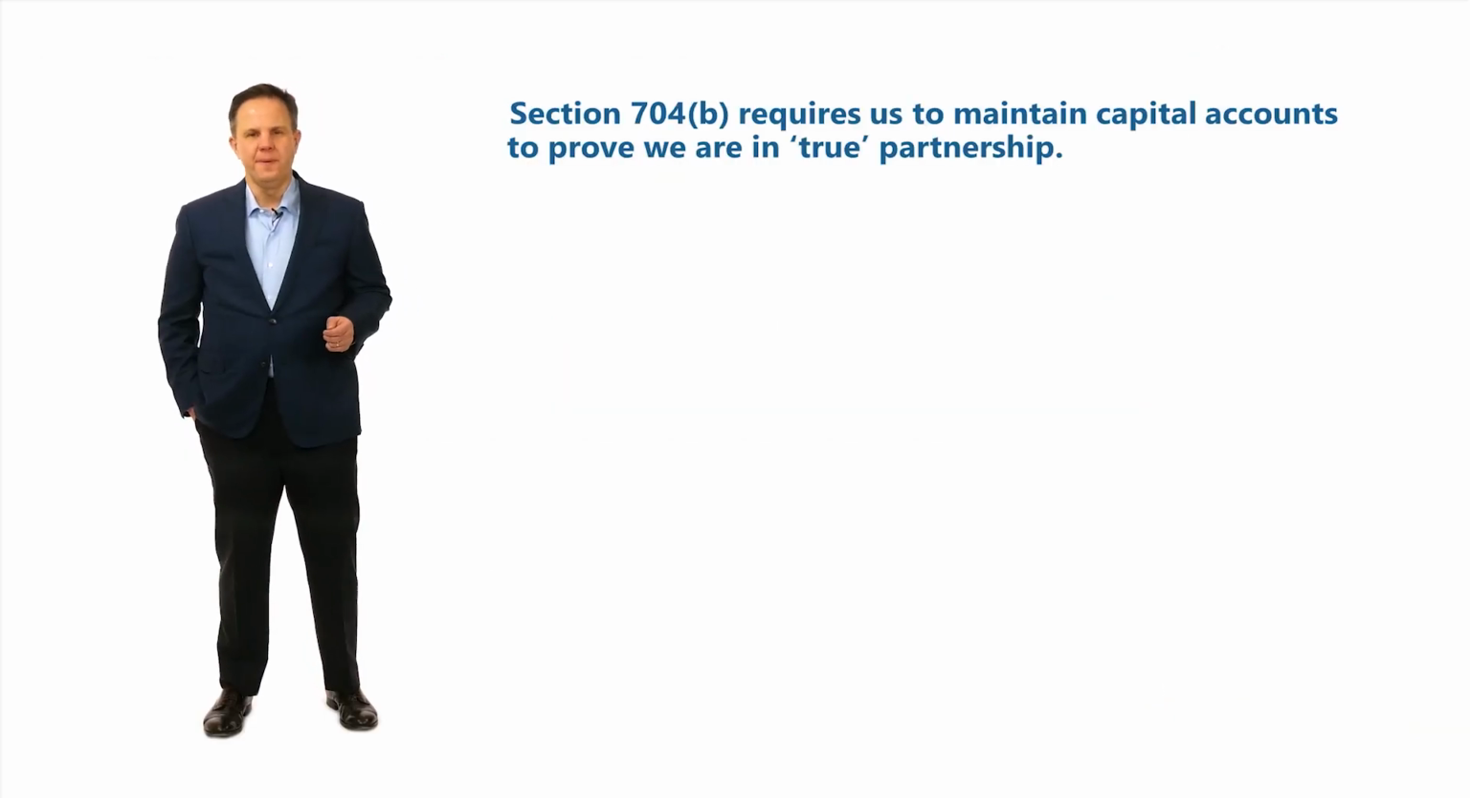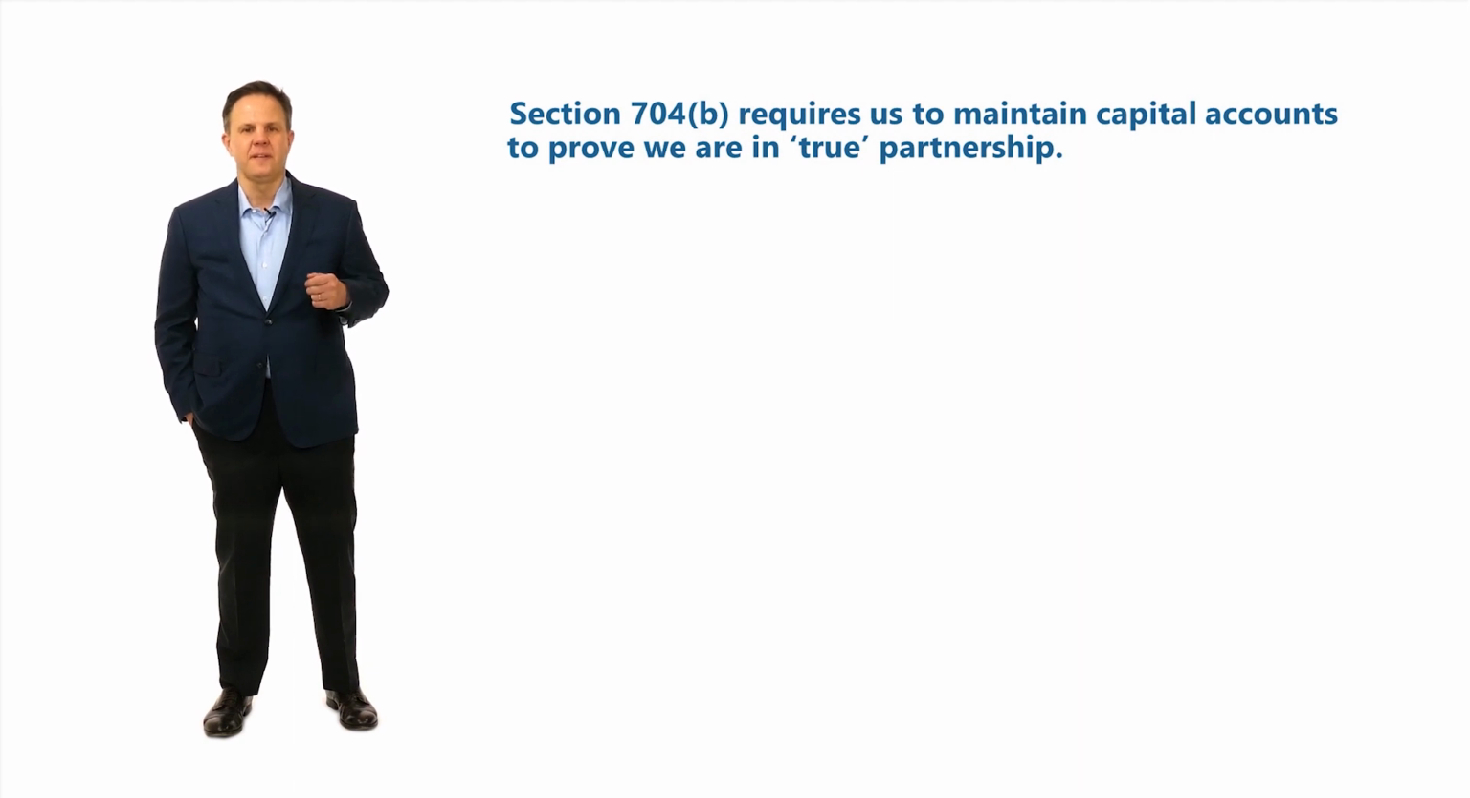Section 704(b) requires us to maintain capital accounts for the partnership in order for the allocations of the tax attributes to be respected for tax purposes. If we do not follow Section 704(b), the IRS can try to change the allocation of the tax attributes. Obviously, the IRS cannot change how the partners decide to share the cash available for distributions.